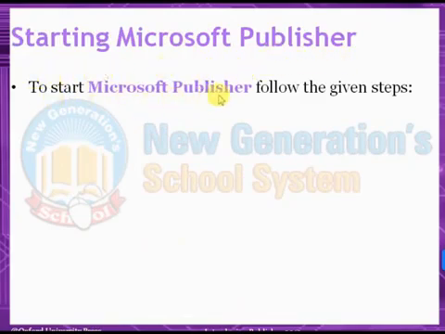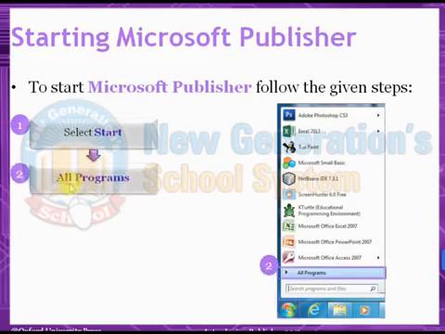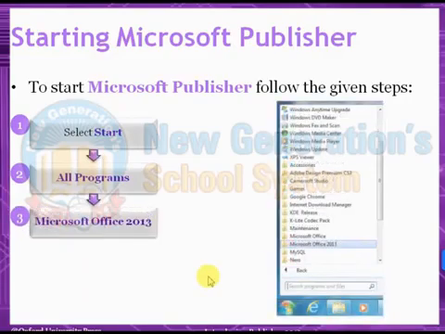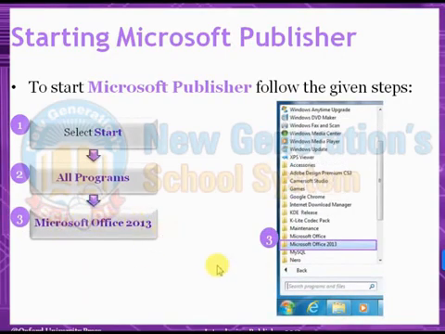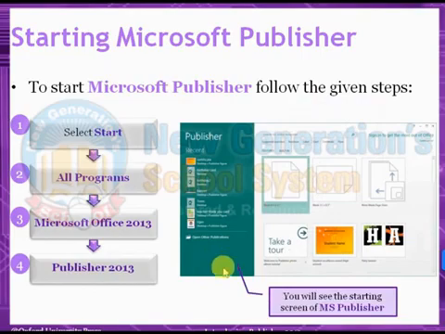To start Microsoft Publisher, follow the given steps. The first step is we have to go to the start button. Then after this we will select all programs. You can see all programs is written here. Then afterwards, Microsoft Office 2013. Here is Microsoft Office 2013. We have to select this, not this Microsoft Office. We have to select Microsoft Office 2013. Afterwards we will click on Publisher 2013, and then this will appear. What is this? Yes, this is the starting screen of MS Publisher.